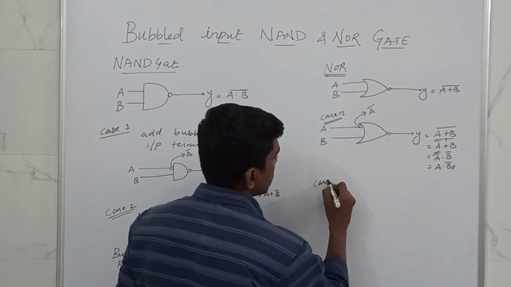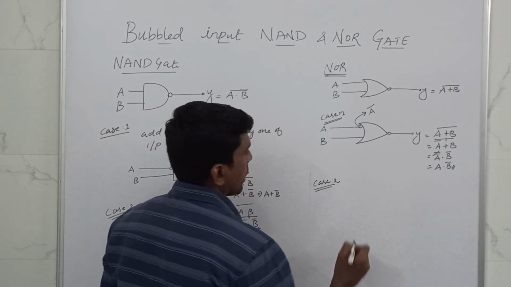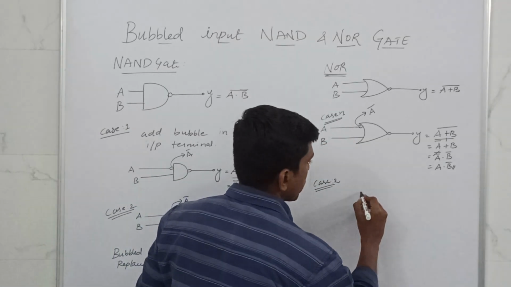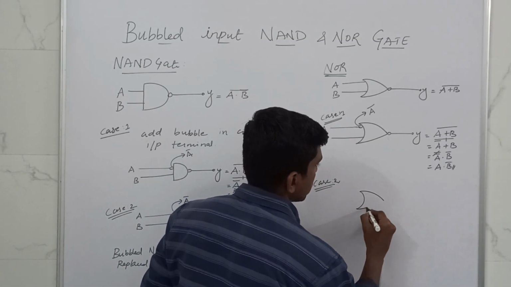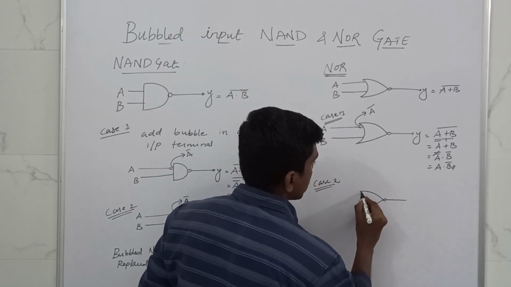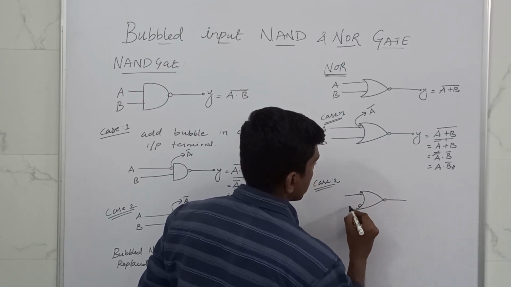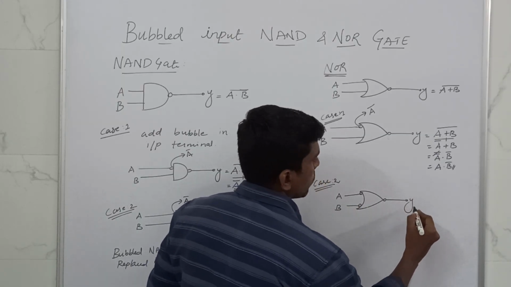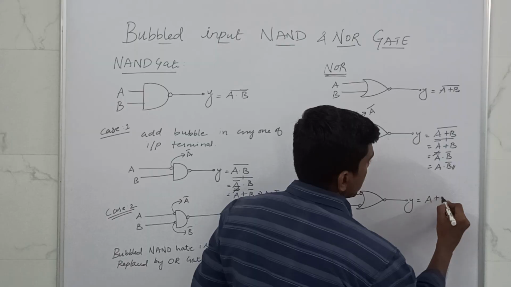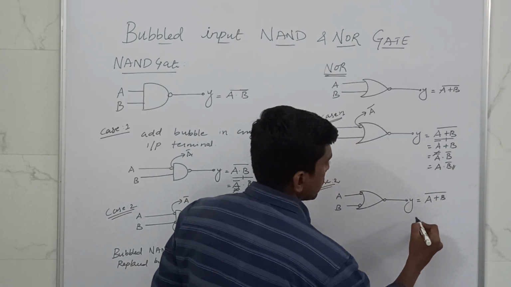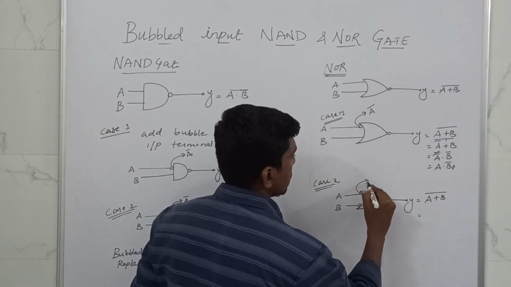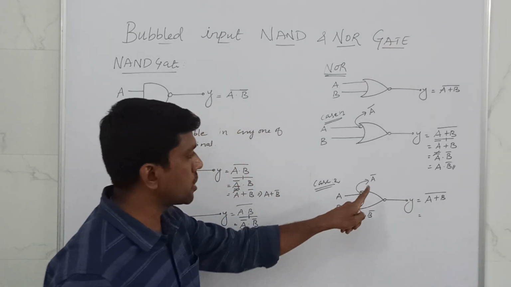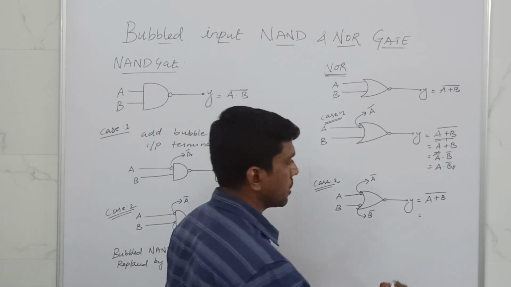Then come to case 2. Here I introduce the bubble at both the inputs A and B. A and B are the inputs and Y is the output. The actual Boolean expression is A plus B the whole bar. After the bubble you will get A bar here and B bar here. This input value is substituted in the expression.